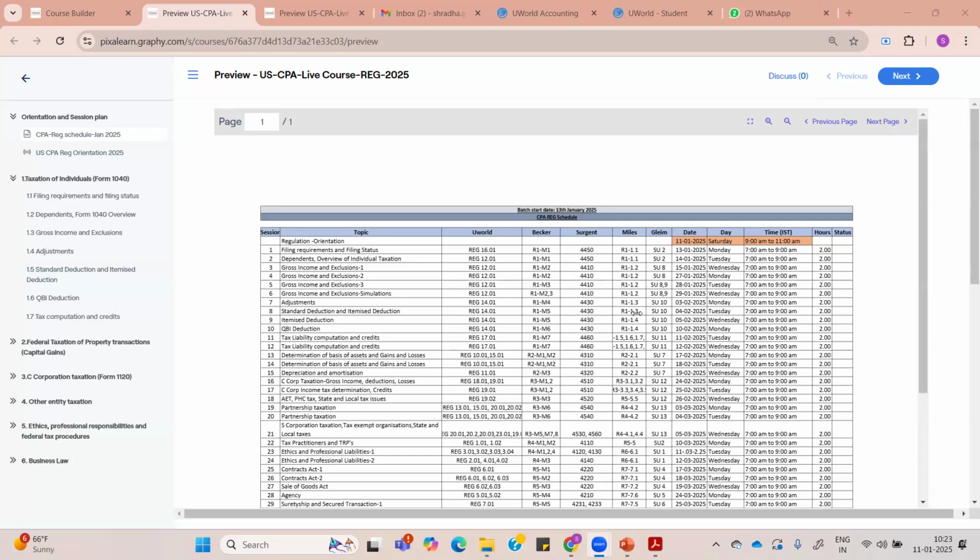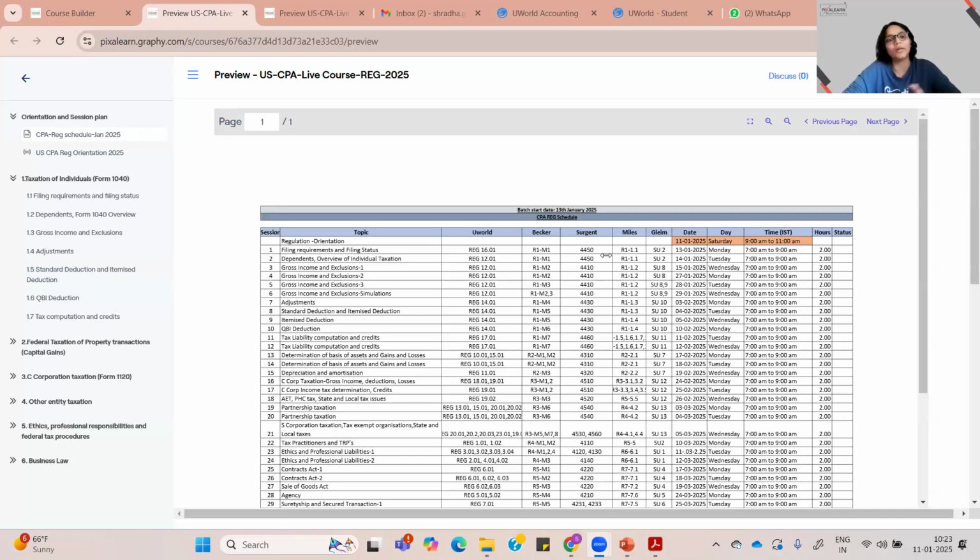Let's say I finished filing requirements, filing status, dependence, and all of that is 1.1. So the moment I finish these two topics, then you take the MCQs from R1 because MCQs will all be mixed. The moment these two topics are done, you will take the MCQs, and then after you've done that, you will read if you want to read.